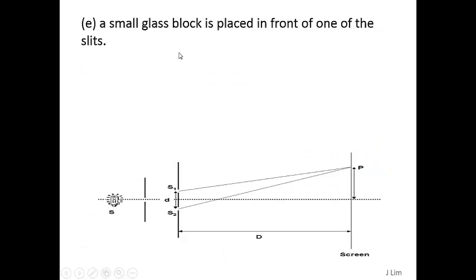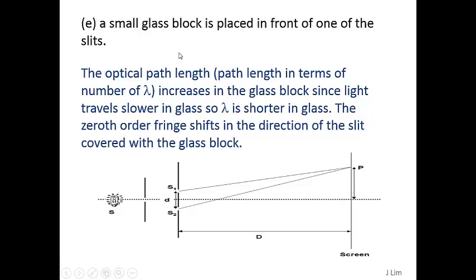Now a small glass block is placed in front of one of the slits. The optical path length, in terms of number of wavelengths, increases in the glass block since light travels slower in glass, so lambda is shorter in glass. The zero order fringe shifts in the direction of the slit covered with the glass block. So everything moves up if the glass block is in front of S1.